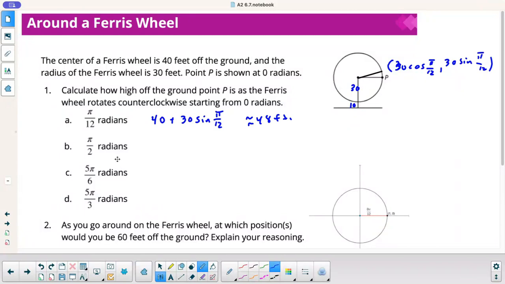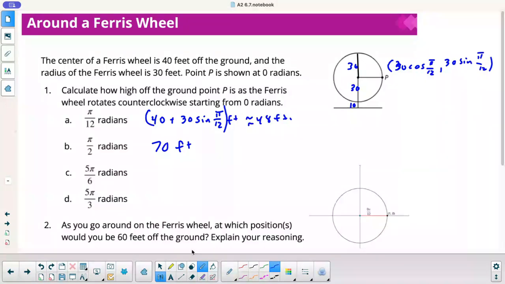Okay. Pi over 2 radians is actually right up here at the top of the circle. So this one's easy. I don't really need to do anything. It's almost like I just have 30 plus 30 plus 10. So that's 70 feet. Okay, I guess I could have put feet right here for this.